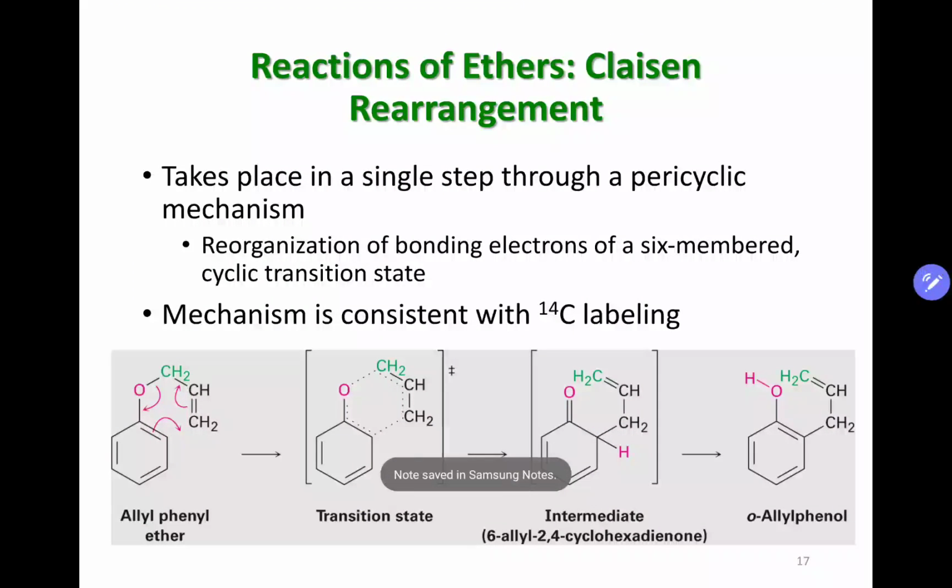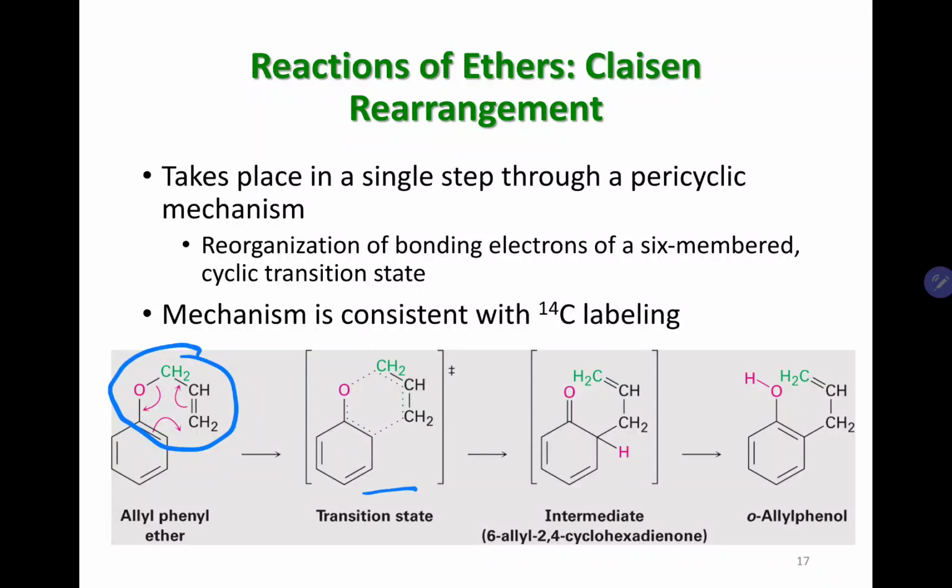Let's look at the diagram in this slide. So here is the electron movement, the rearrangement process. It is one step. It goes through this transition state right here, and then you get the ketone functional group and the allyl group on the ortho position, and then the ketone group will rearrange to an enol.